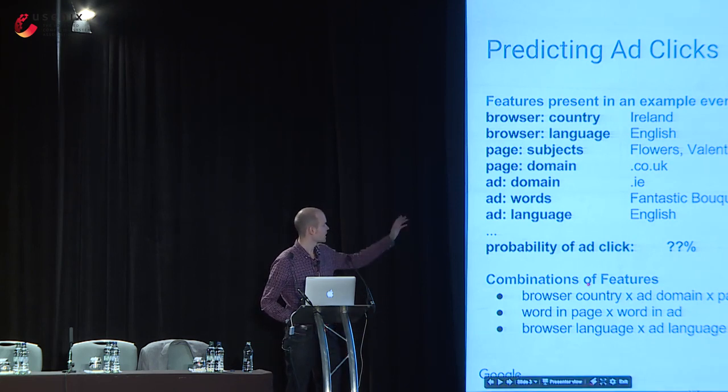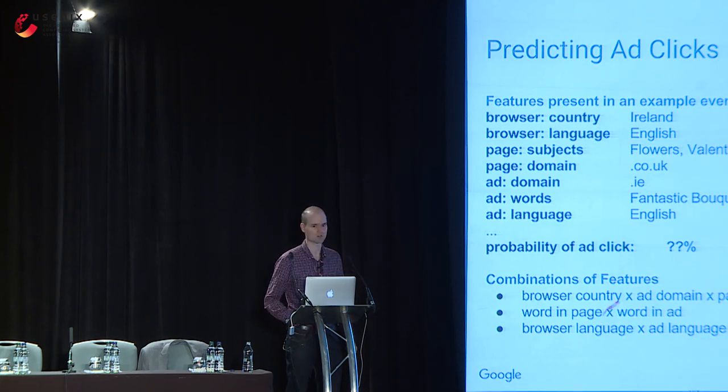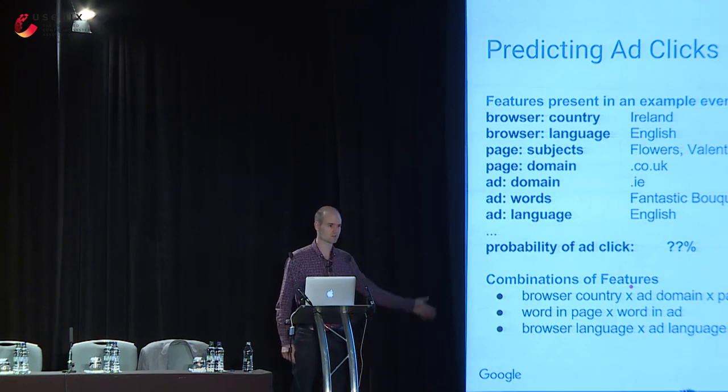And of course, it's not just the page being about flowers on its own. It's the fact that the page is about flowers and the ad is about flowers. So it's really the combination of features that matters the most. And as soon as you have loads of words in English, loads of words that can be used in ads, you're looking at potentially billions of possible features, each of which may be present or absent, although typically only a few dozen or a few hundred features would be present in any particular case.